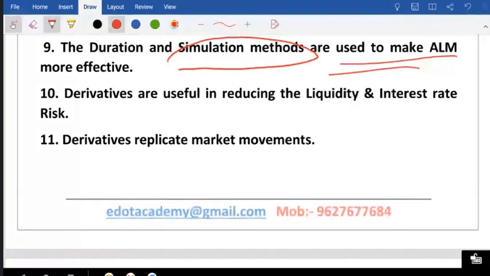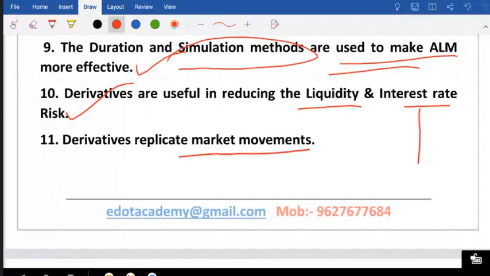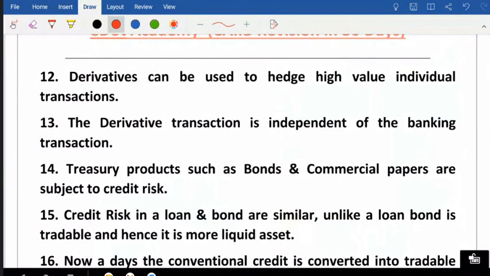Derivatives are useful in reducing liquidity and interest rate risk, and derivatives replicate market movement also. That means if you use derivatives, you can control the market risk, and derivatives can also be used to hedge high value individual transactions. Derivative transactions are independent of the banking transaction. This point is very important.